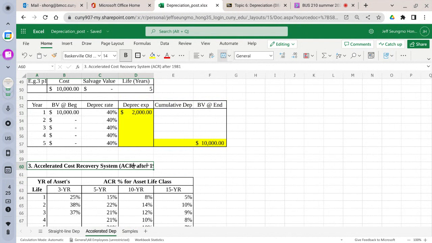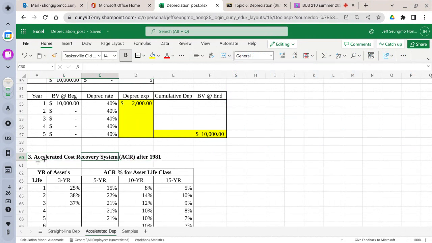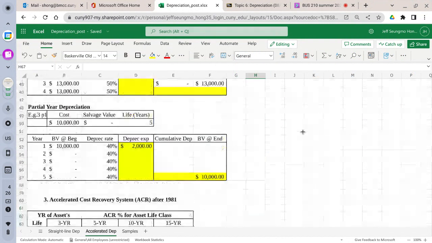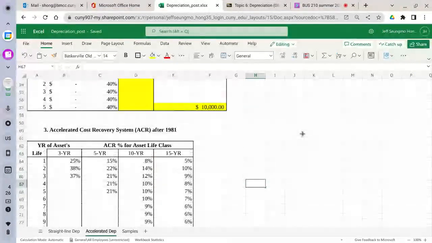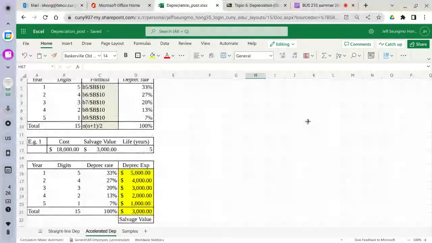I said two techniques, but there is actually a third one. But I wouldn't really say the third one is a method, because it's not mathematical. The third one is called the accelerated cost recovery system, or the modified accelerated cost recovery system, MACRS. It's not a mathematical method. It's just following predetermined, prescribed ratios, prescribed rates.